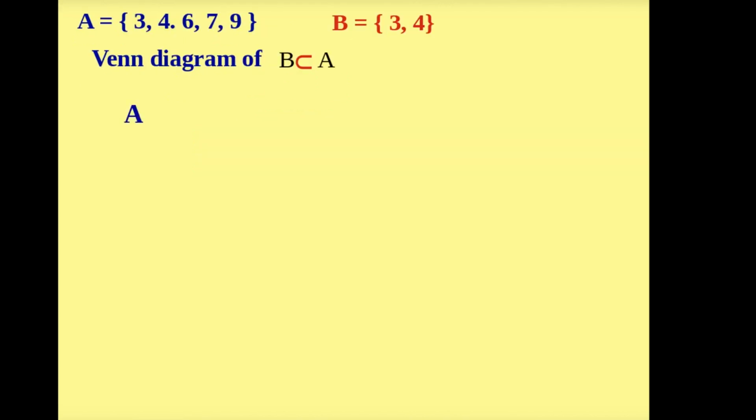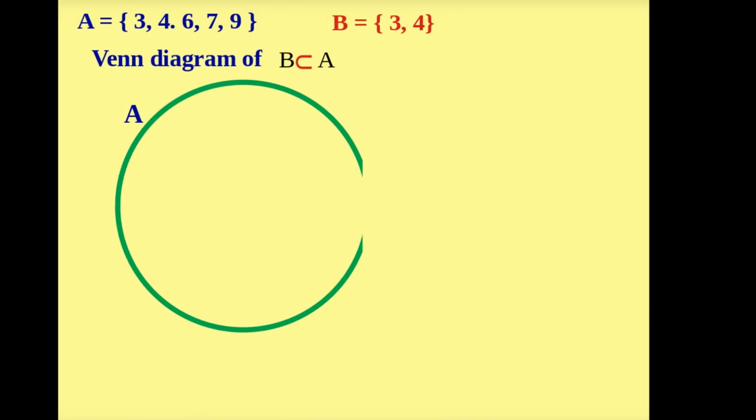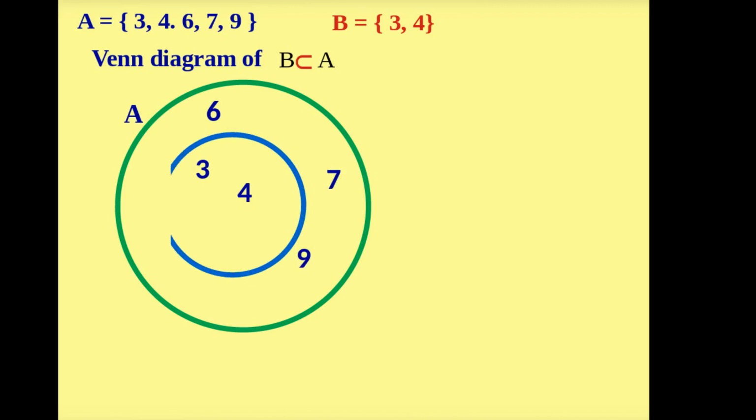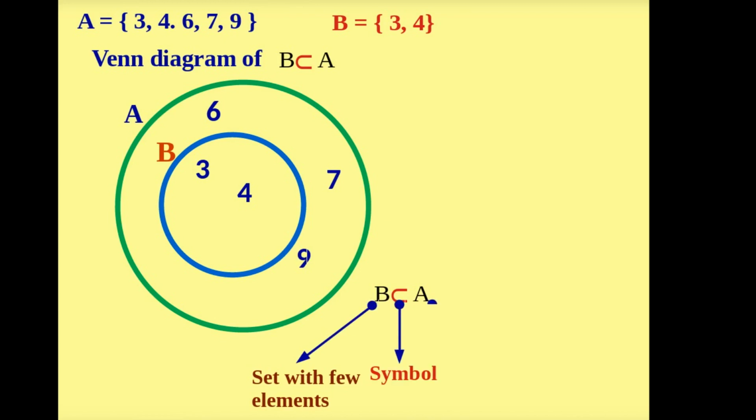Similarly, if A consists more elements and B consists fewer elements, then we represent B subset of A and B will be inside A. Observe carefully on the screen. Yes, B lies inside A. That is, B is having some of the elements of A only. That is B subset of A. B is the set with few elements. Subset is the symbol. And A is the set with more elements.